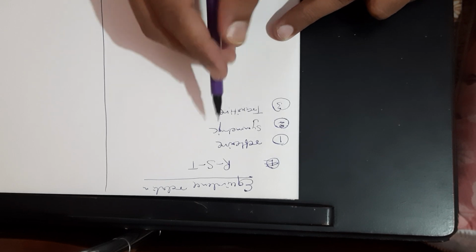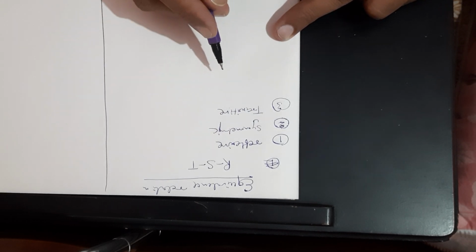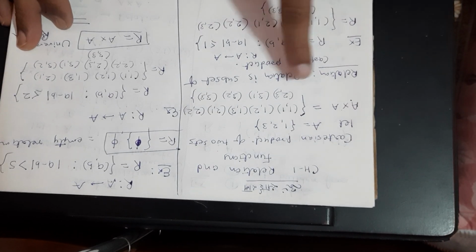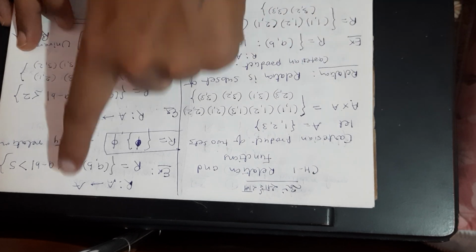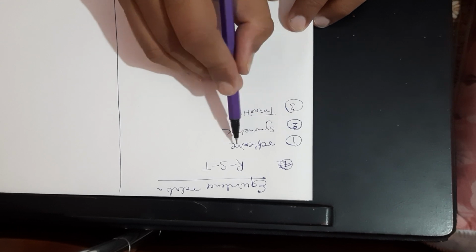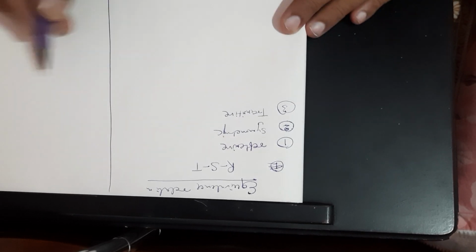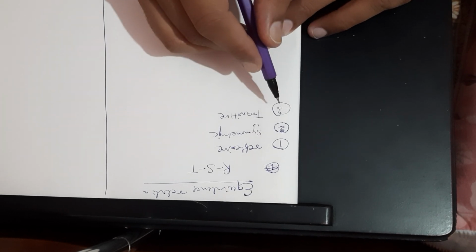So first I will explain what is reflexive, and don't forget this example. I will tell you by all these examples, and I will explain what is reflexive. This is one of the types of relation.